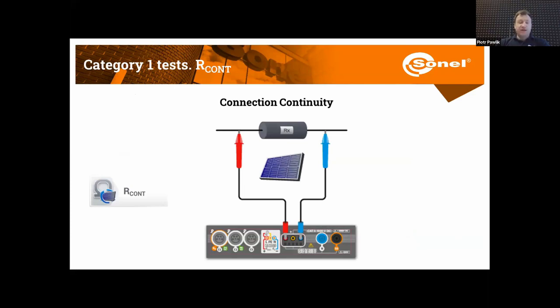We just need to check the equipotential bonding from one point to another point. Before that, let's remember to auto zero the meters to get rid of the resistance of the test leads and just check the resistance of the part of the installation that we want to check.